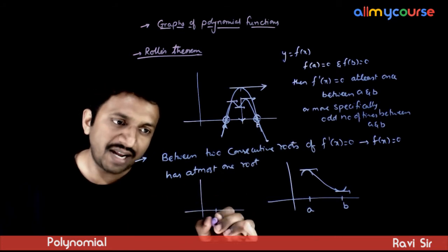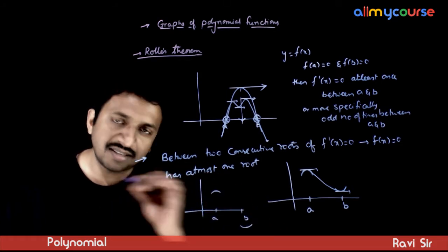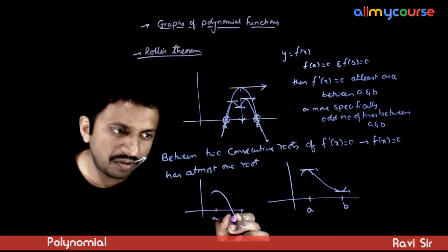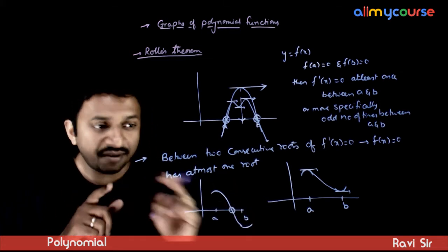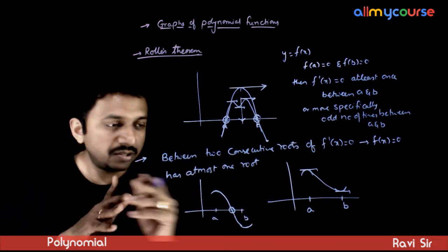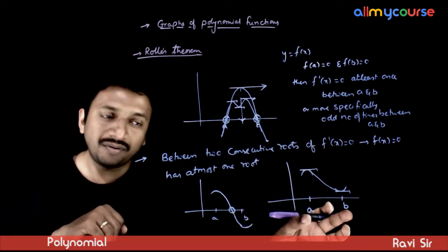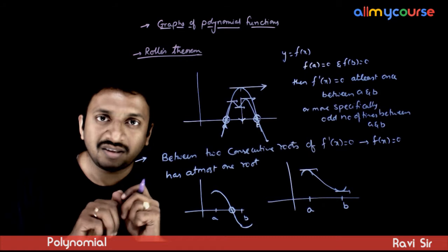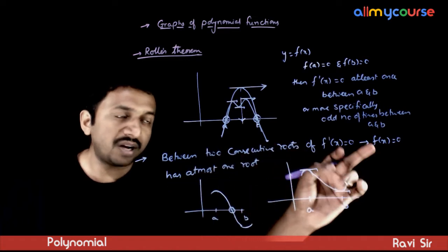In the next case, if at x is equal to a and x is equal to b, the graph is like this at a, and the graph is like this at b. And in between a and b, f dash of x is not 0, and it directly goes down and meets this trough. Here, as you can see, f of x is equal to 0 has exactly one root between a and b. So these are the only two cases which are possible. So if you have two consecutive roots of f dash of x is equal to 0, at a and b, there can be at most one root for f of x is equal to 0.